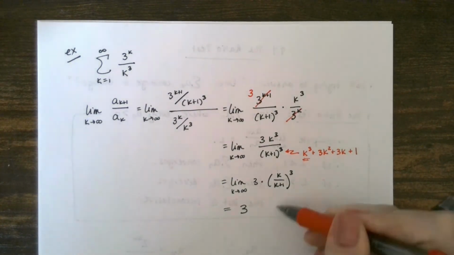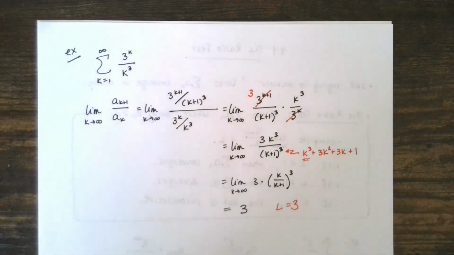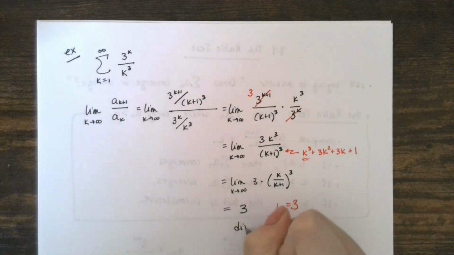So here my L, my capital L from the ratio test is 3. Because that's greater than 1, I'm going to say that my series diverges as my final answer here.